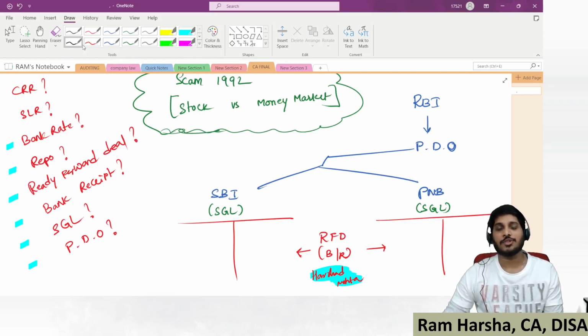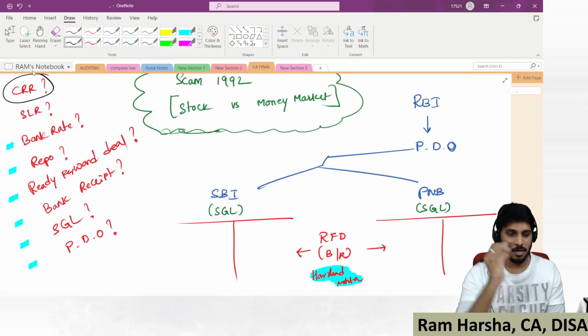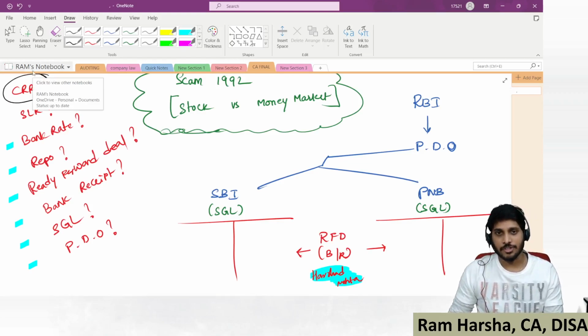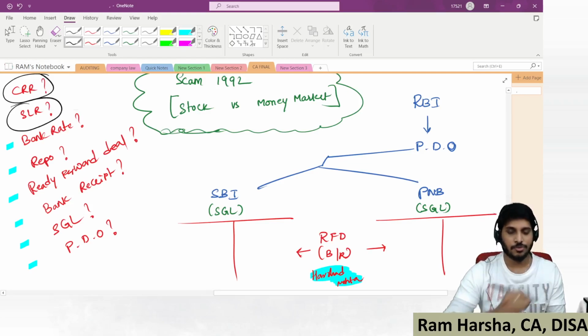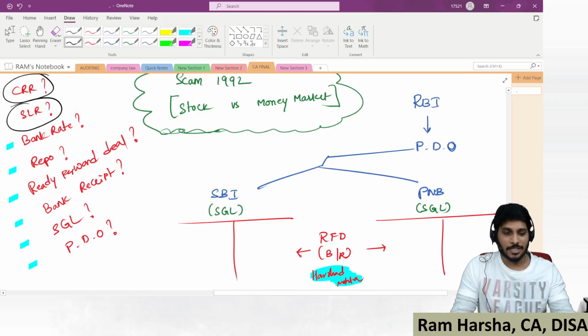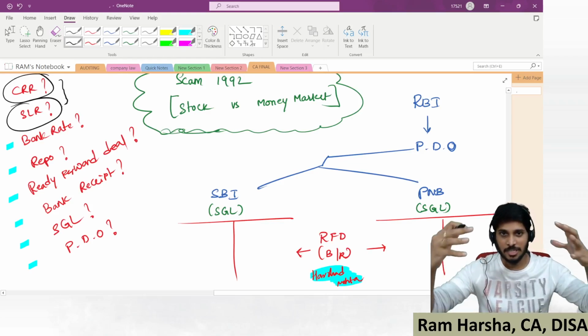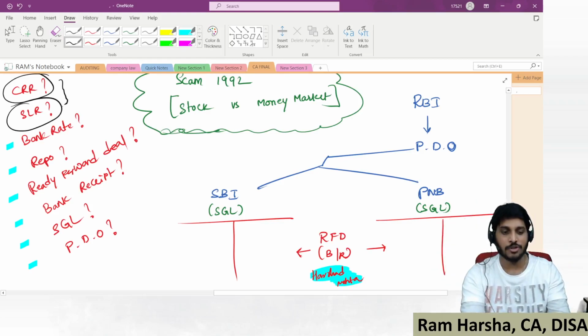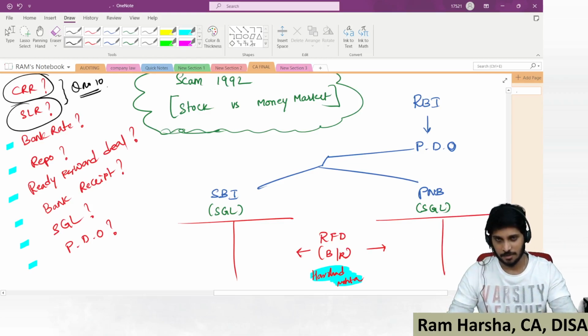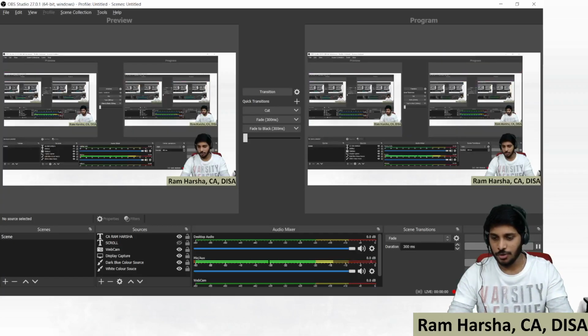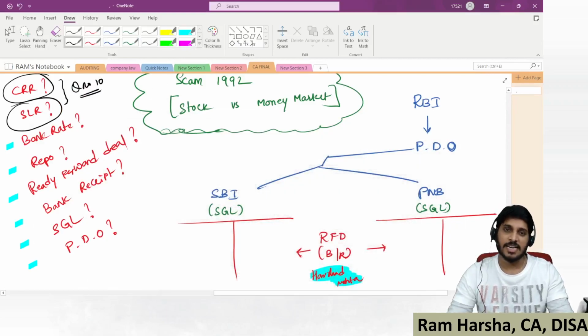Before that, I just want you to understand certain basic terminology in the banking sector, especially money market operations. CRR refers to cash reserve ratio. SLR refers to statutory liquidity ratio. In this particular lecture, we are mainly focusing on question number 10, how to do audit of CRR and SLR.